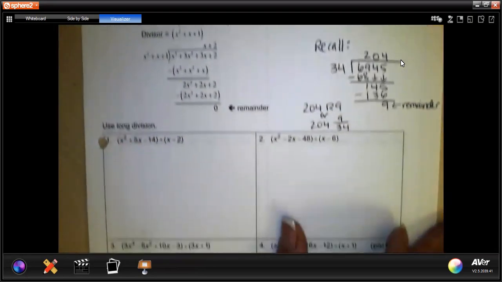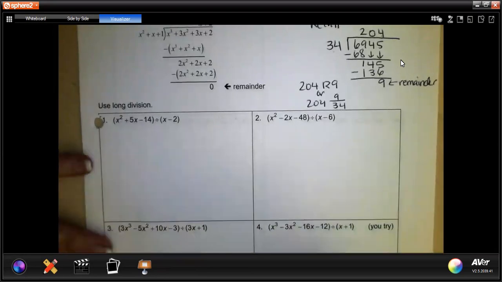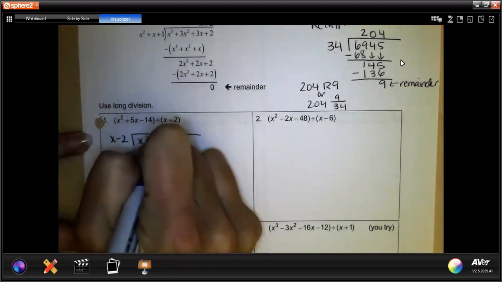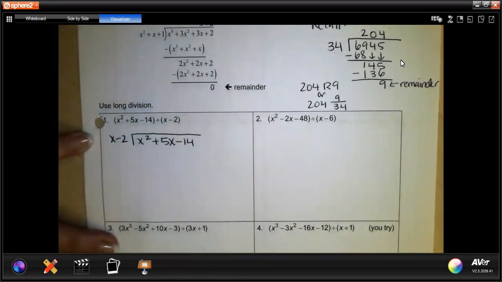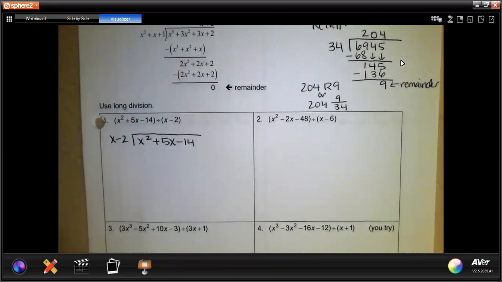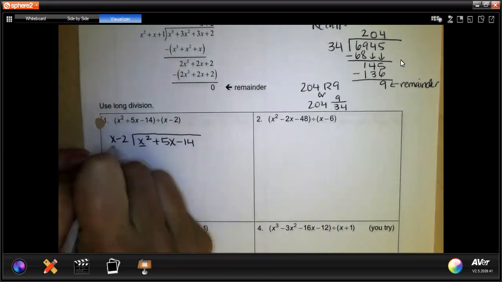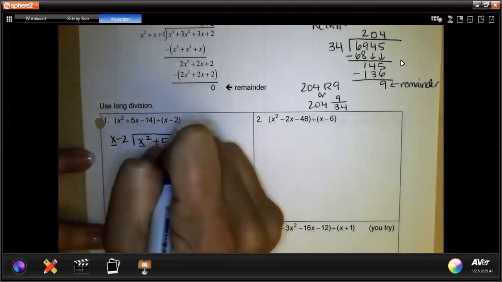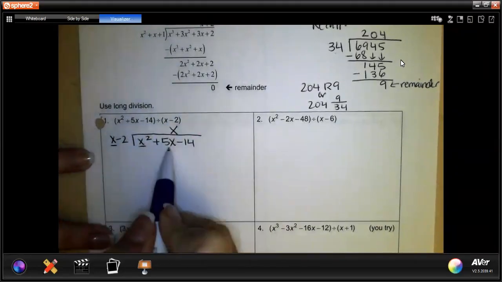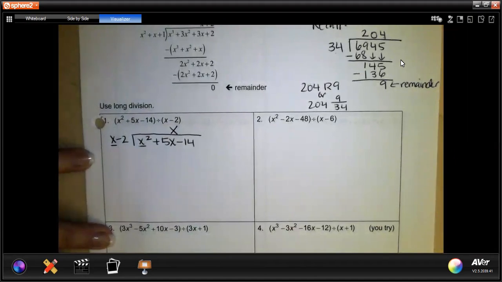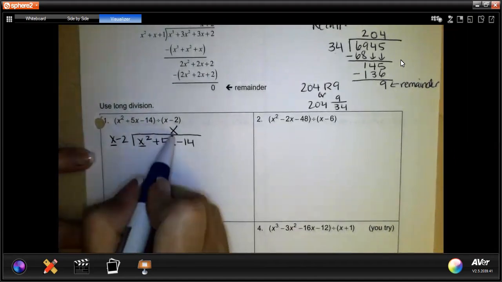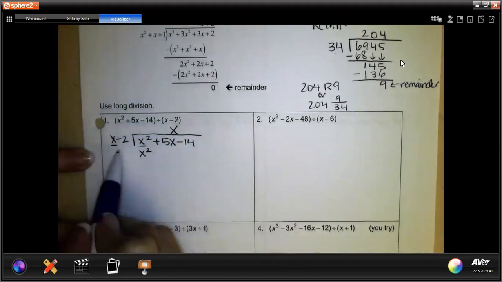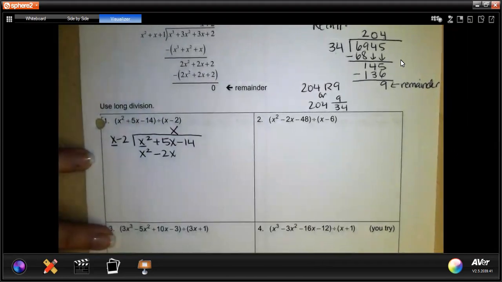All right, so let's get started with some of these polynomials here. I set up my x minus 2 on the outside, and my x squared plus 5x minus 14 on the inside. We take this very first term and we divide it by the first term here. So x squared divided by x is x. I'm going to line that up with the x, just trying to keep all my information really organized. I then multiply x times x and I get x squared, and x times negative 2 gives me a negative 2x.